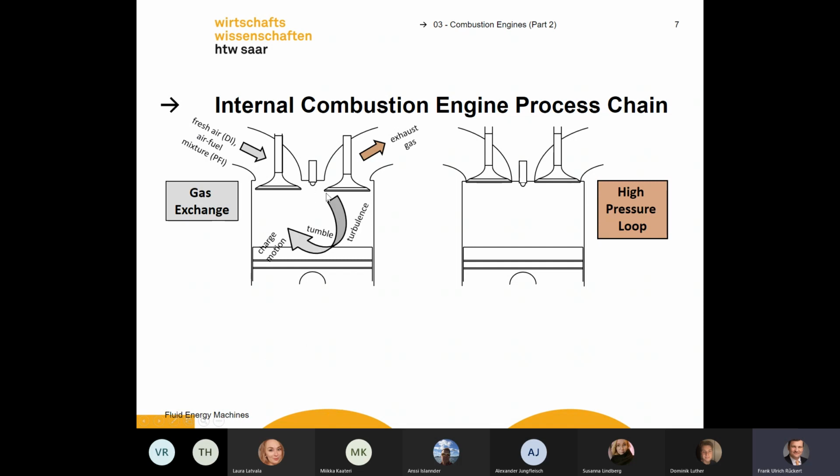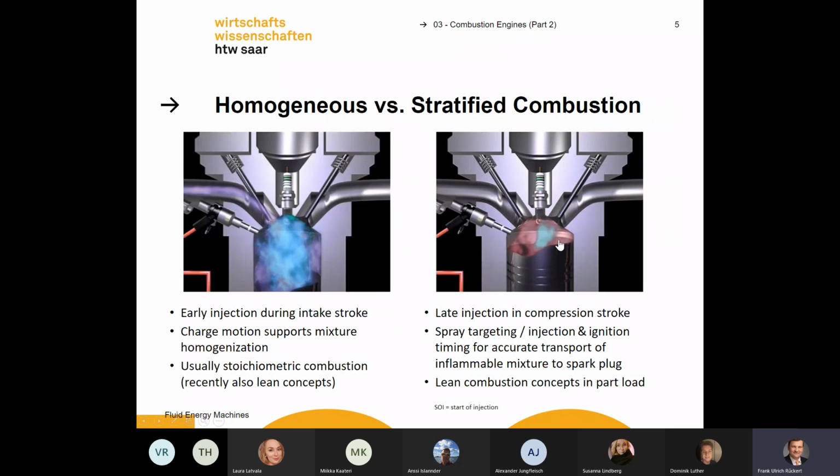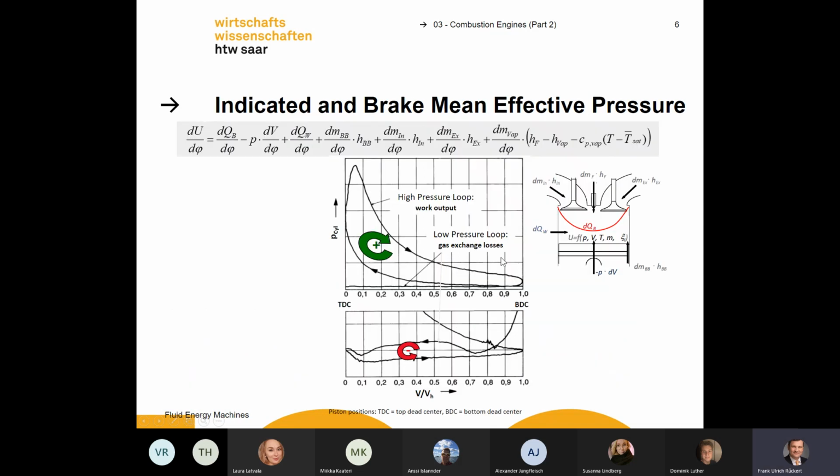Okay, then inside the cylinder, we get turbulence. We get a tumble, we call it a tumble, and the tumble can also be influenced by the piston here. If you look at this piston, it looks really flat, but in modern cars, it can have a complicated geometry. Maybe I go back. Here you can see the piston. It has a really special design.